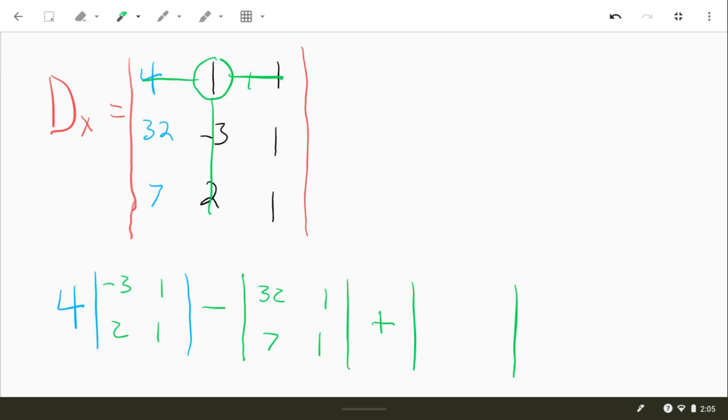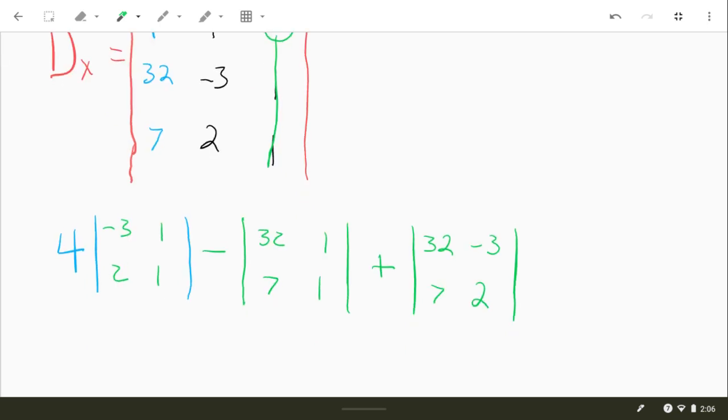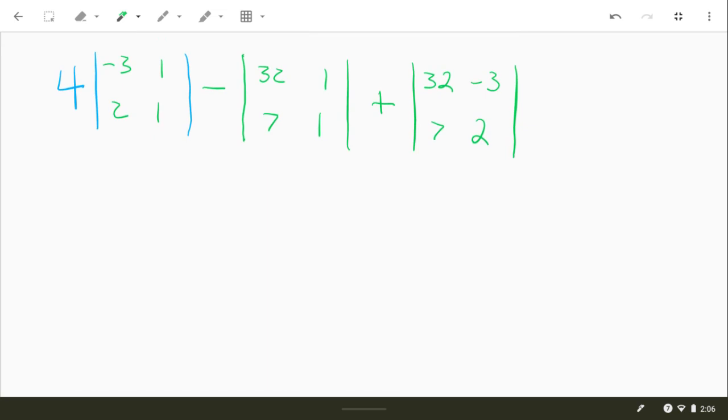Let me mark these out. You can probably already tell what it is. Okay, the determinant. And I'm using this 1. Mark these out, mark these out. And I've got 32, -3, 7, and 2. All right, now I got to work this out, and that's going to be my determinant.